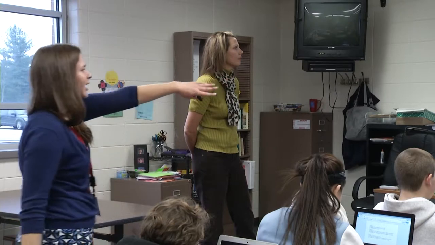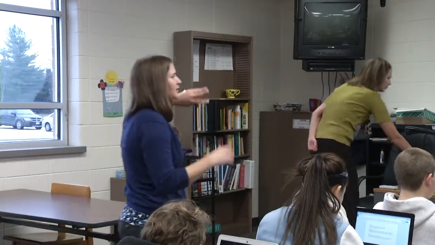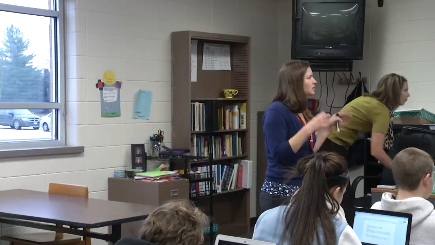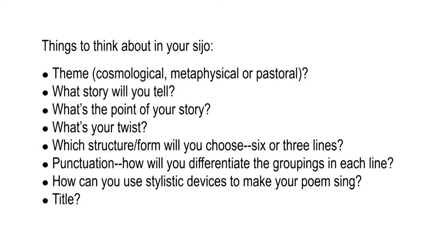All right, so we've gotten here at the bottom. Additional things that you should be thinking about as you're composing your shijo. So think about your theme, what story you're going to tell, what the point of that story is, what your twist is, what structure you're going to use, your punctuation, your groupings, your stylistic devices, and then finally if you're going to have a title or not. That is a lot to think about. We'll keep that up there for you as you're working.